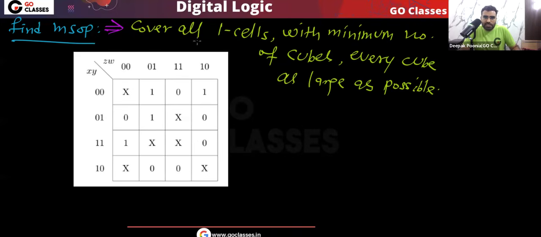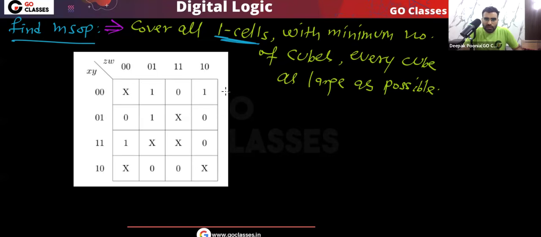I will cover all the one cells. I only need to focus on the one cells, with the minimum number of cubes and every cube as large as possible. So let's see. These are the one cells you can see here. Total 4 one cells I have. I only care about these 4 one cells. Now, you tell me, is there any 8 size cube that I can create covering the one cells? No, an 8 size cube is actually not here.